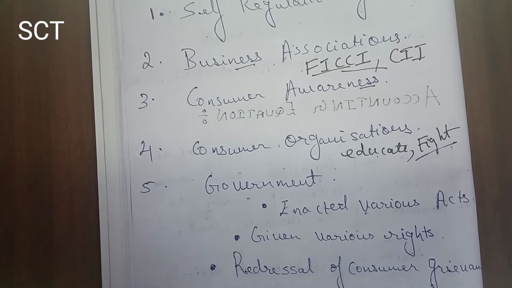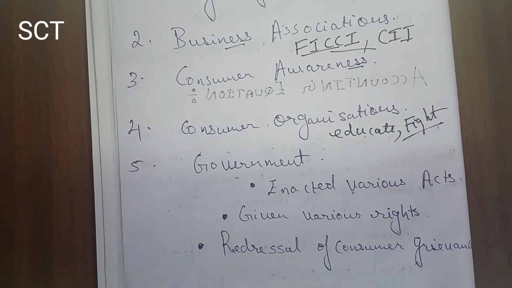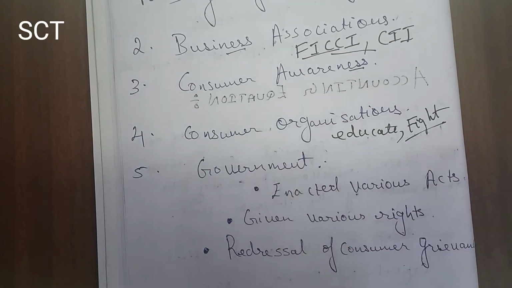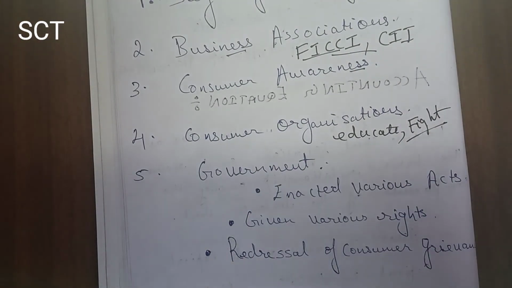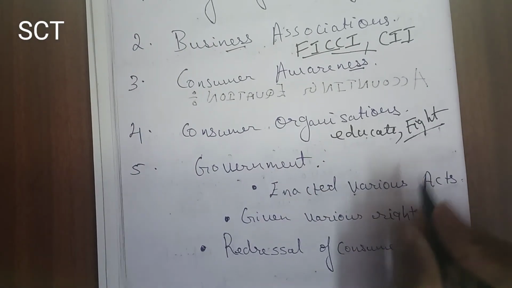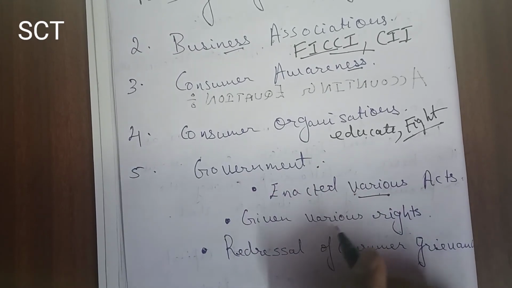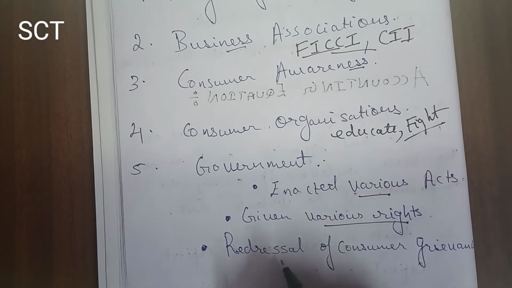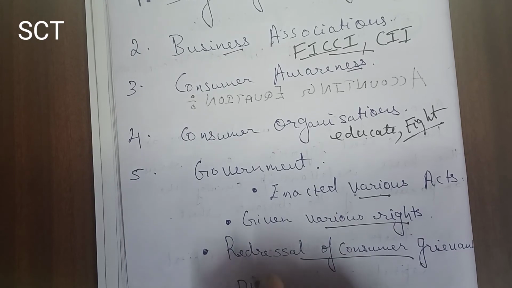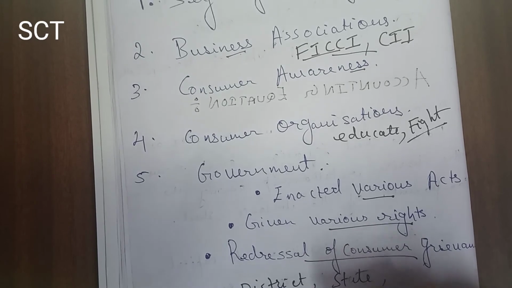And the last one, the government. Whenever the business people try to exploit the consumer, the government interferes and takes strict legal action against them. In order to protect the consumer, the government has enacted various acts. The government has given various rights to the customers and also redressal of consumer grievances, at district level, state level, and national level.